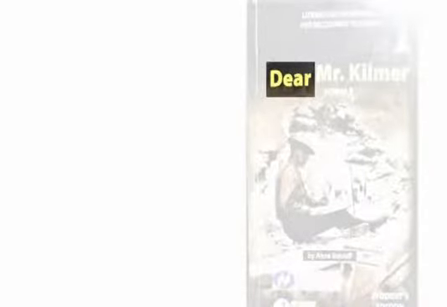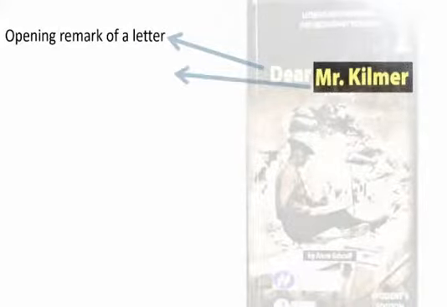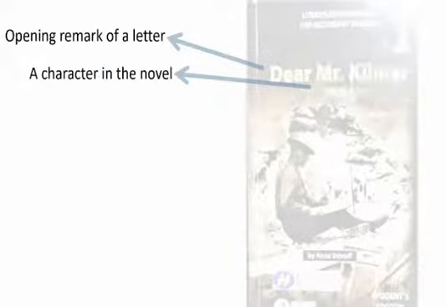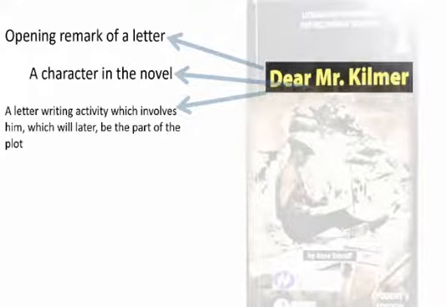let us study the word dear. The word dear is an opening remark of a letter. And then secondly, Mr. Kilmer. Mr. Kilmer is the character in the novel. If we combine Dear Mr. Kilmer, it shows a letter writing activity which involves him, which will later be part of the plot.